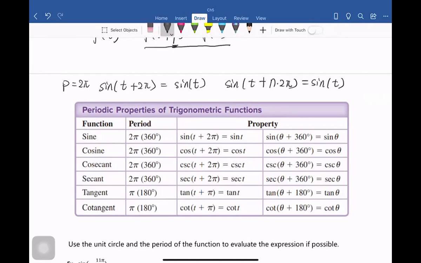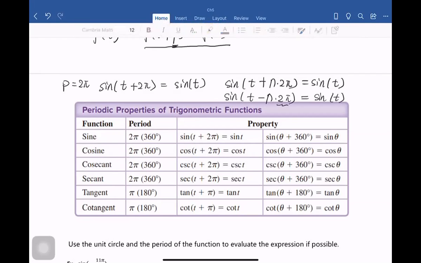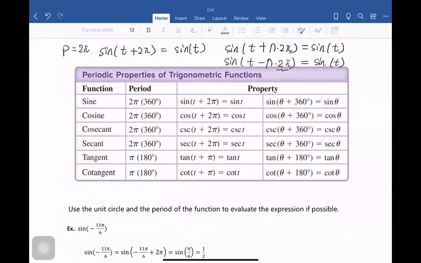If some student asks, how about the subtraction, sine t minus n times 2 pi? Yes, since 2 pi is a period of the sine function, this also equals sine of t. The sine function's period is 2 pi, which is 360 degrees. That means sine of t plus 2 pi equals sine t, or I can say sine theta plus 360 degrees equals sine theta.